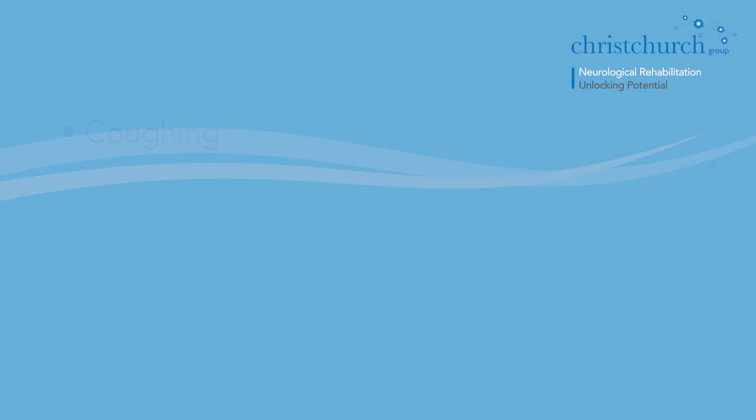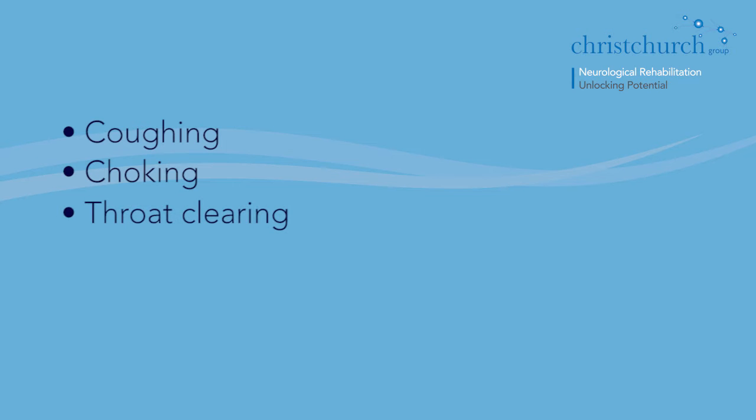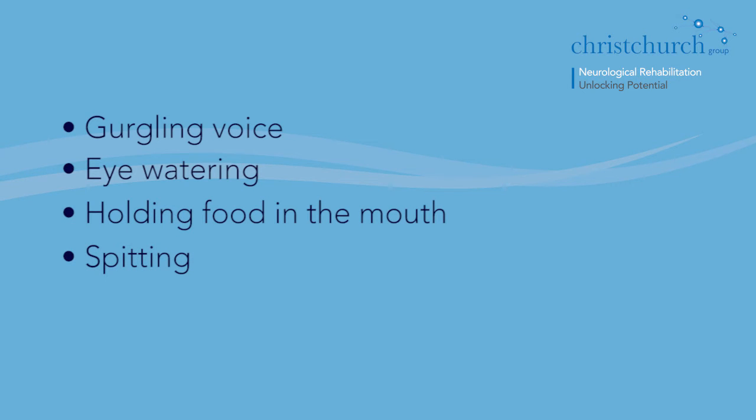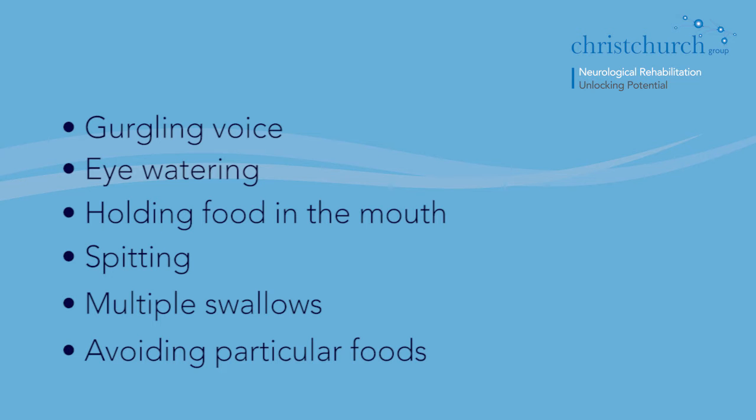Some people do present with signs if they have difficulties with eating and drinking. Some of these signs are really obvious, such as coughing, choking, and throat clearing whilst eating or drinking. Other signs are not so obvious, so this might include a wet, gurgly voice when talking, eye watering, holding food or fluid in the mouth, spitting food out, needing multiple swallows to clear one mouthful or one sip, and avoiding particular kinds of foods. Some longer-term complications of dysphagia may be chest infections and pneumonia, or weight loss over a long period of time.